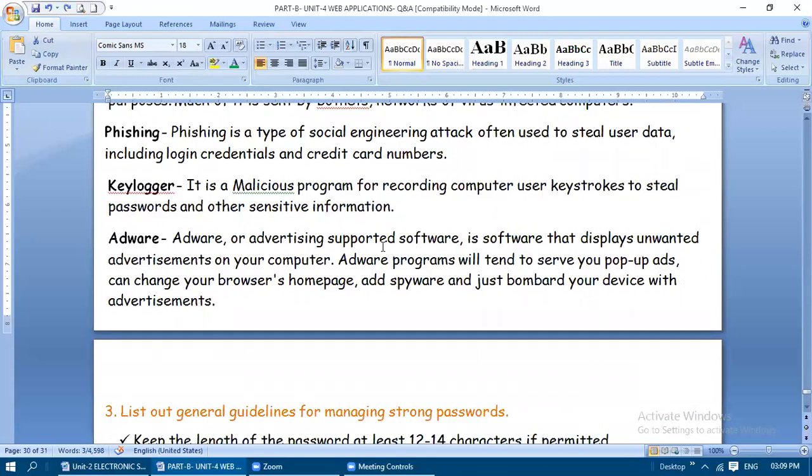Then keylogger. It is a malicious program for recording computer users' keystrokes to steal passwords. Whenever we press any key on the keyboard, those keys are stored by this keylogger software and sent to the hacker. Other sensitive information, whatever we are typing, even a password, is also recorded by this keylogger software. It is a malicious program.